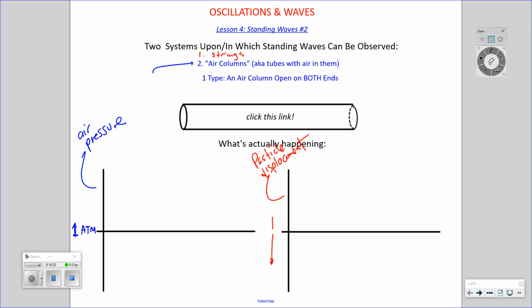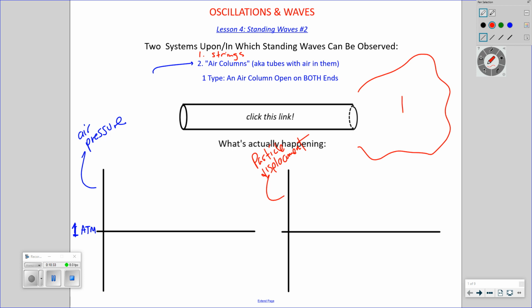All right, so here's the deal. Out here, out in all this region, that's just air. That's just a room. That's the rest of the world. And air pressure out here is 1 atmosphere. And air pressure out here is 1 atmosphere. That's a 1.